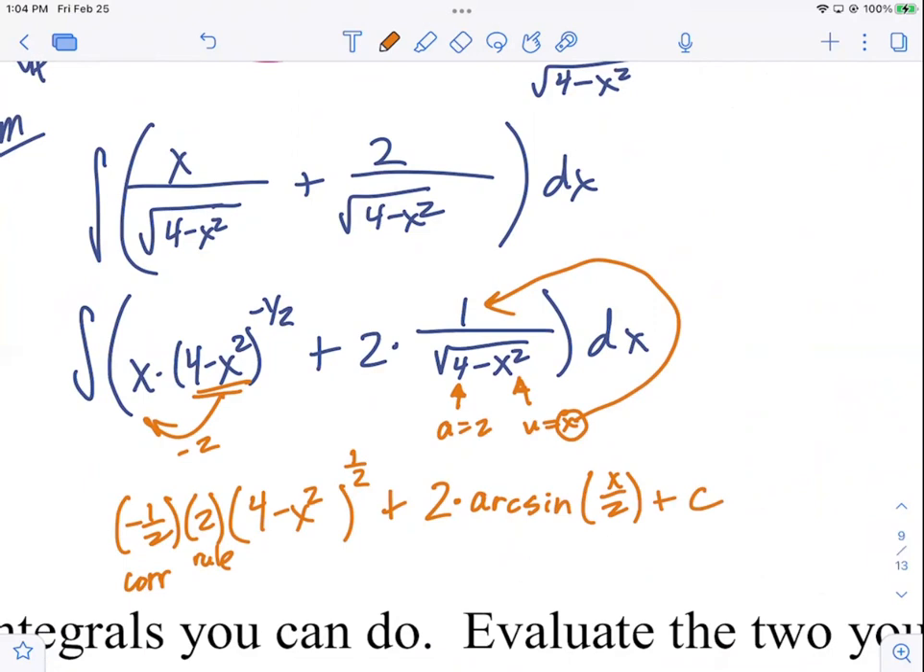Simplify it if you want. So that's a good strategy. Splitting up the terms in the numerator. Divide and conquer.